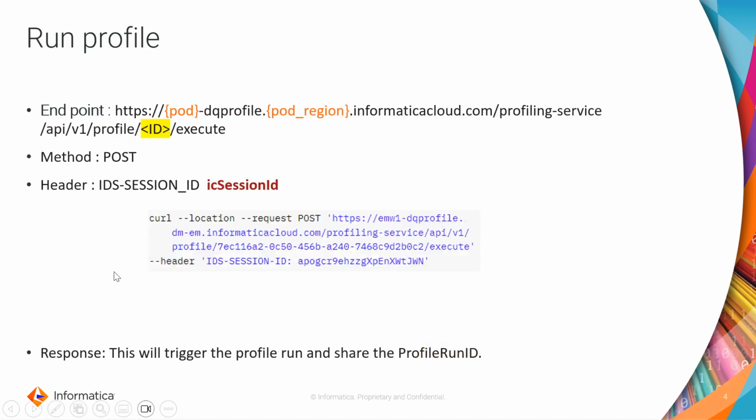The first API we'll discuss today is about running the profile. This is the endpoint URL. This will be a post call, and again, as mentioned earlier, we need to use the IICS session ID that we have got from the previous login API. This will need the profile ID of the profile which needs to be executed from the REST API. This will just trigger the profile run and share the profile run ID. This will not give you a response about whether the profile has completed or failed. This API will just trigger the profile and then share the profile run ID.